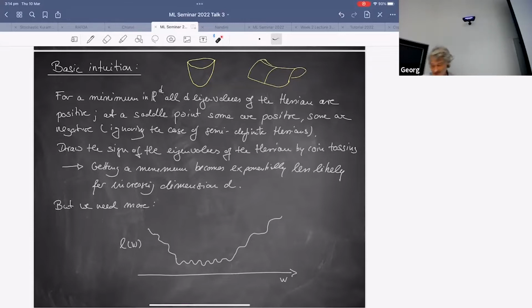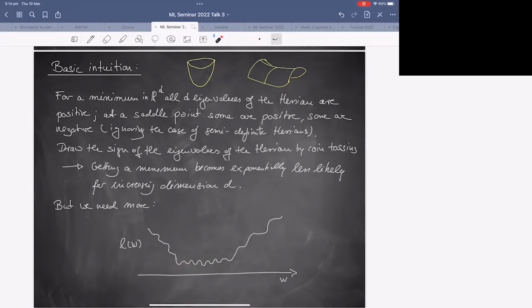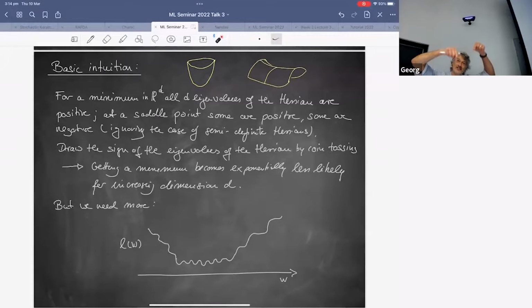But we kind of need a bit more. If we have a few minima, we want them to be close, not necessarily close in w, but close in terms of the value of the loss function at the minima. Because when I hit maybe not the global minimum, I still hit something that has a loss function close to the global minimum. Okay, so that's what we want.